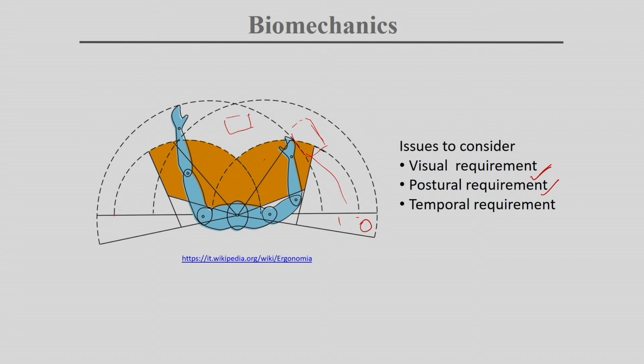First is the visual requirement. All these places should be very much visible to that person. What are the postural requirements? If you see this type of setup, the person needs to rotate his or her spinal cord and has to adopt various postures in this type of case. So when we are designing modular furniture for this type of case, we should think about the postural requirement, visual requirement and temporal requirement.